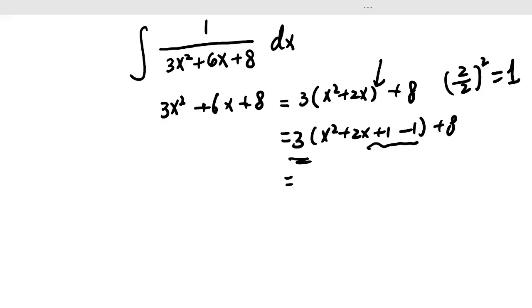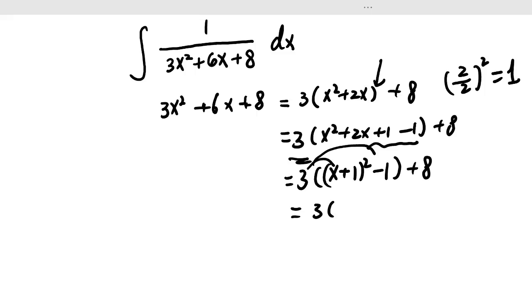So I have 3 times x plus 1 squared, minus 1, plus 8. Alright, let's do the calculation right here. That's going to be 3 times x plus 1 squared, minus 3, plus 8, which gives us 3 times x plus 1 squared plus 5.